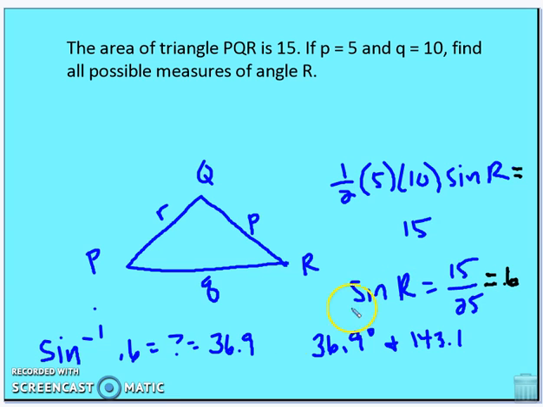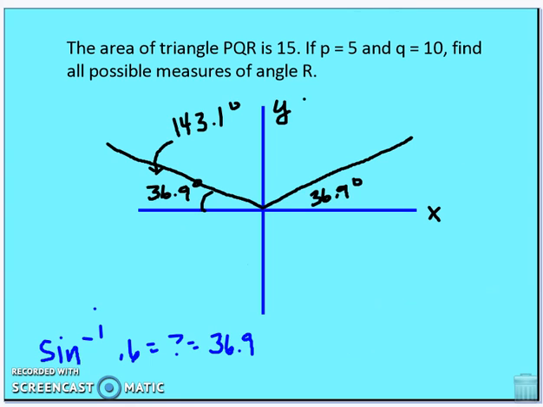And we can use inverse sine in order to solve for an angle measure. Inverse sine of 0.6 on your calculator is going to be 36.9. But we know that sine is positive in both the first and second quadrants. So there are two possible answers, 36.9 and 180 minus 36.9, or 143.1. So the two correct answers would be 36.9 degrees and 143.1 degrees.